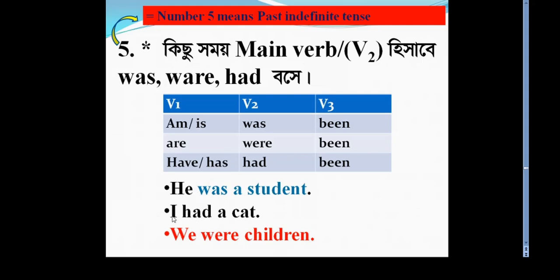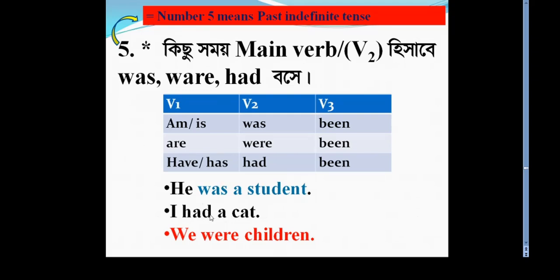Okay. Similarly, I had a cat. I know had is an auxiliary verb and it's situated in number 7, that means past perfect tense. But this is the main verb here, because we do not see the B3 form of a main verb at the ending of had. Though there is no main verb, this auxiliary verb becomes the main verb, and for this its structure is subject plus V2 plus extension. So this is past indefinite tense.